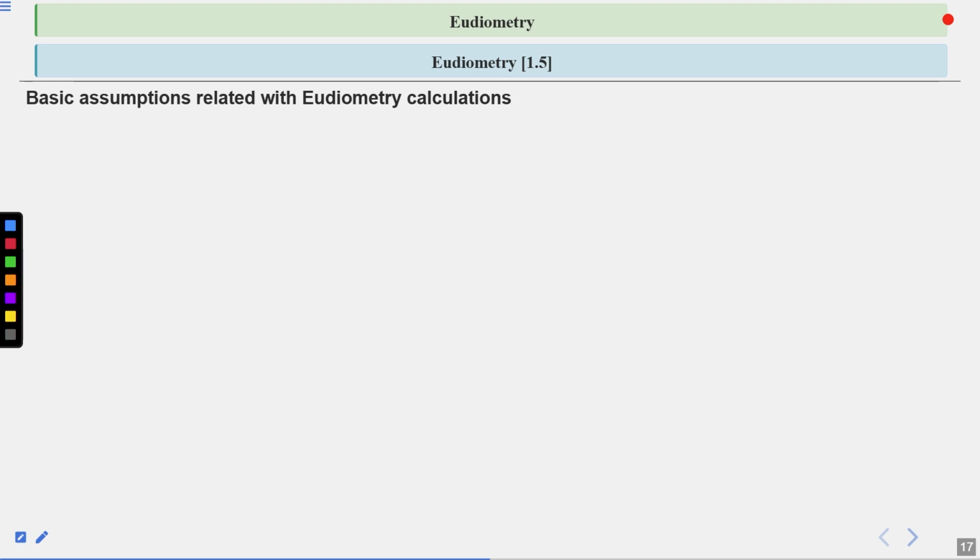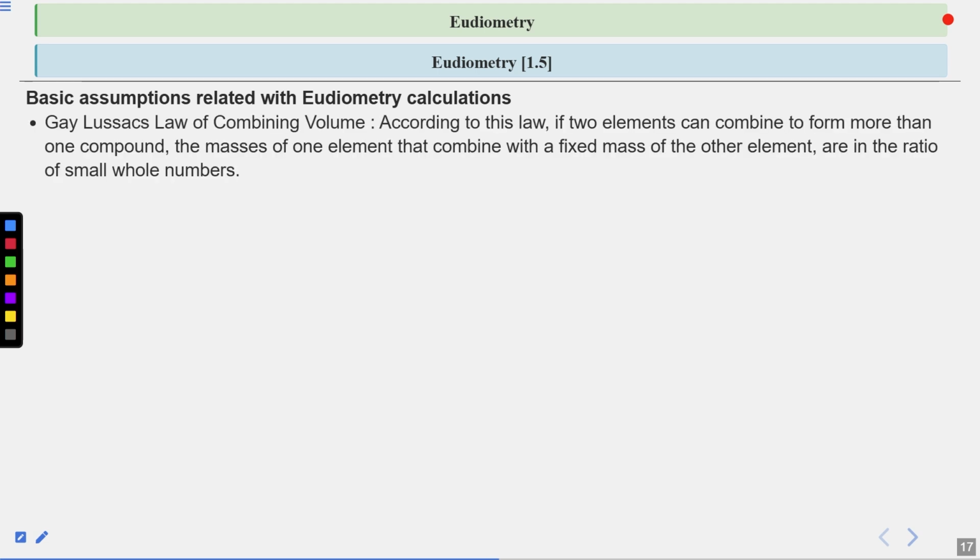Now there are some basic assumptions related to eudiometry calculation. The first is you must know Gay-Lussac's law of combining volumes. If anyone has any issue in this topic, just wait for a while. When we move to the question part, you will understand. The important part is that you must know how to solve the question, and I guess at the end of this lecture you will be able to do it. So for that, two things you must know.